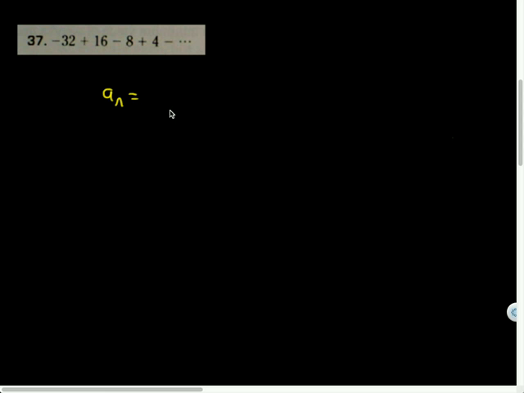A sub n equals (-1)^n times 2 to the 6 minus n power. That's what I have. The book has really different.